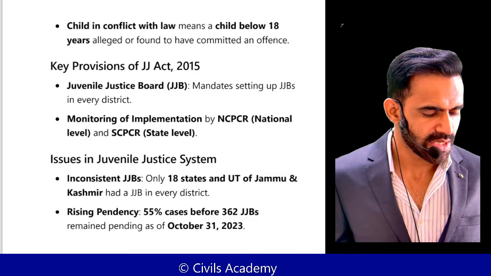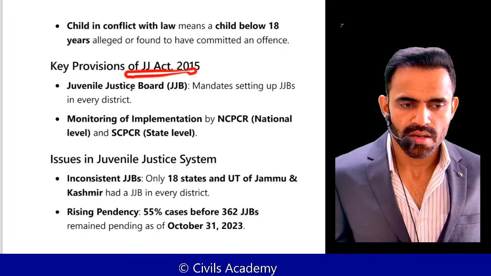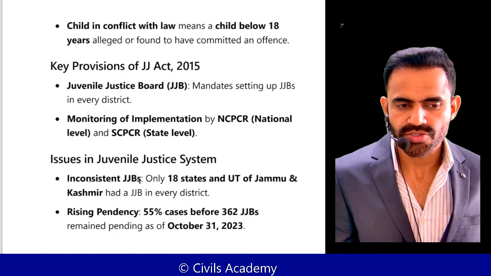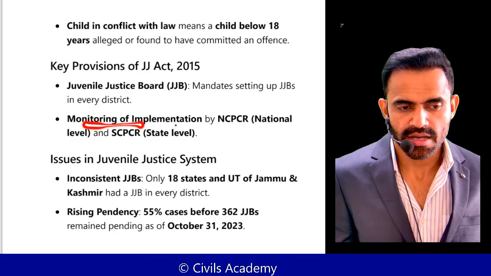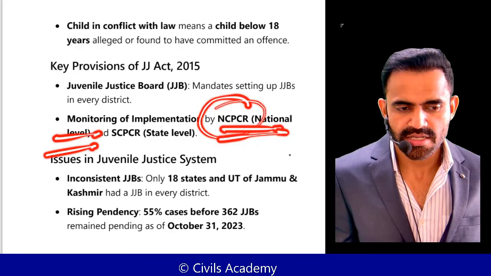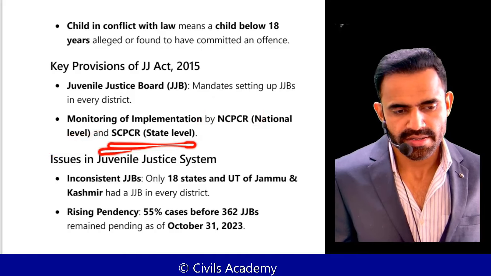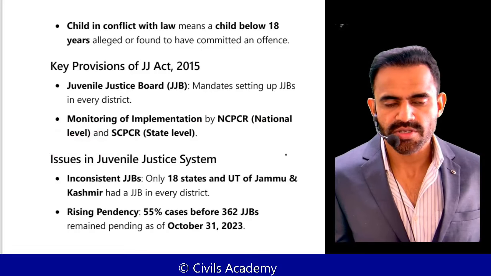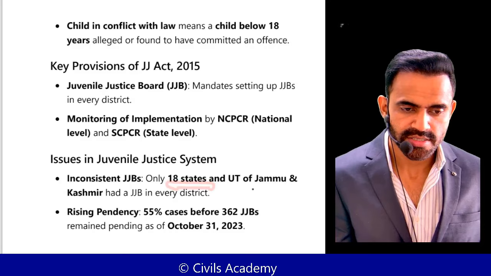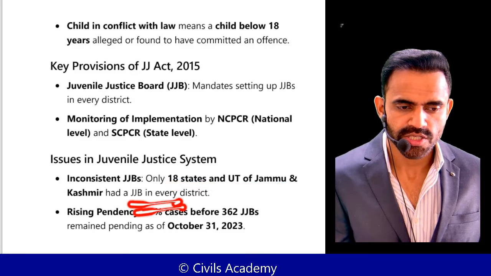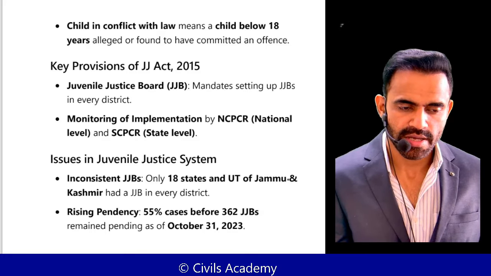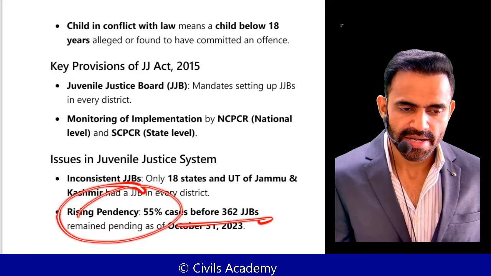There was a report related to it. Under this act, there is a provision of a juvenile justice board, which is to be set up in every district. Please remember, every district, and the monitoring and implementation will be seen by NCPCR, the National Commission for Protection of Child Rights. Similarly, at state level, there is the State Commission for Protection of Child Rights. What is the issue? Only 18 states and the Union Territory of Jammu and Kashmir have these boards in every district. So we don't even have these boards at every level, and cases are pending, with rising pendency.